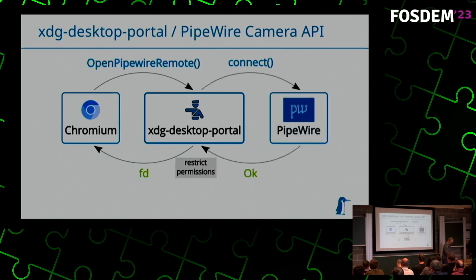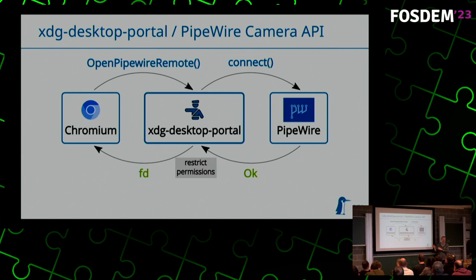And the portal says, OK, yeah, you're allowed to do that. Then I need this Pipewire remote, basically the connection to Pipewire, and the portal says, OK, Pipewire, connect. We want to talk to you. What the portal is doing then is restricting access. So the browser won't have access to everything that's available on Pipewire, but actually only the cameras, because we only allowed access to the cameras.